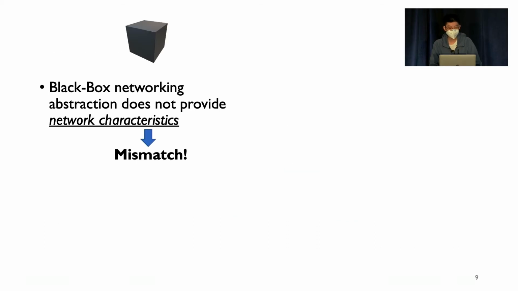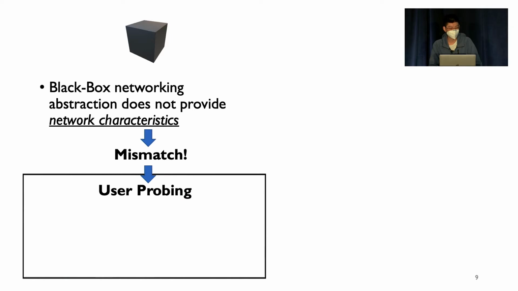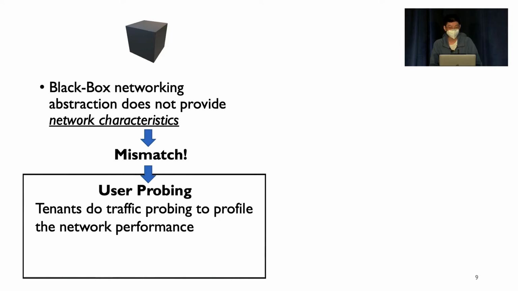One way to address the mismatch is to do user probing. That is, we let the tenant do extensive traffic probing to profile their network performance. This has actually already been explored by many previous studies.